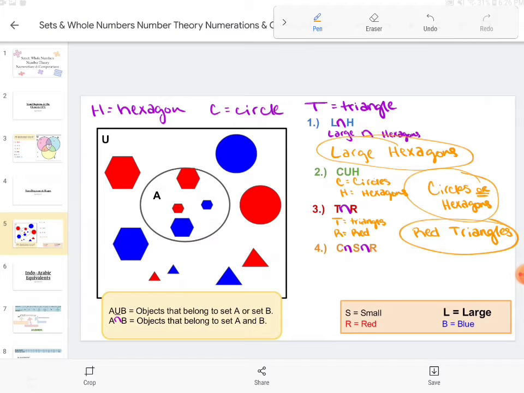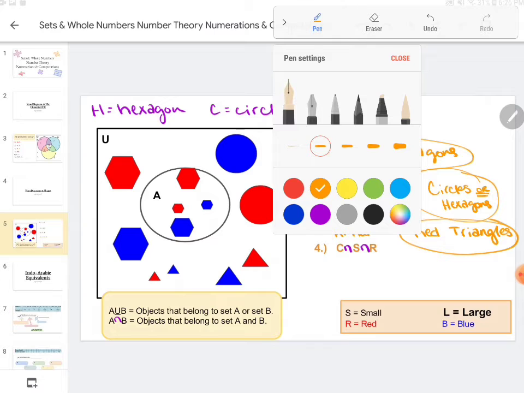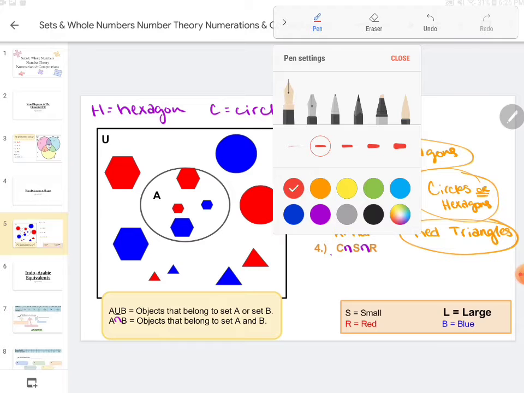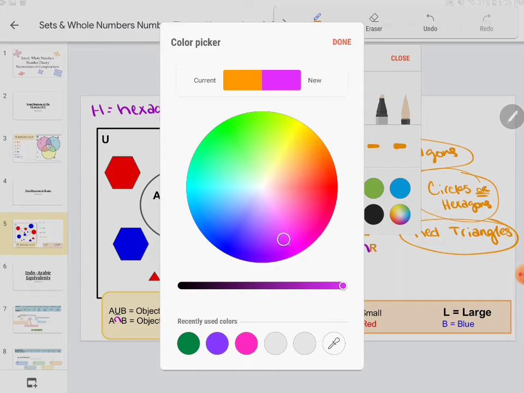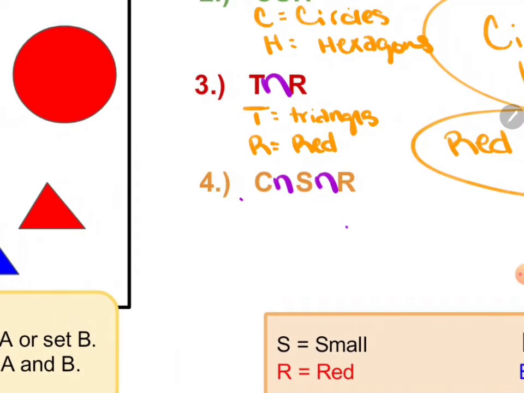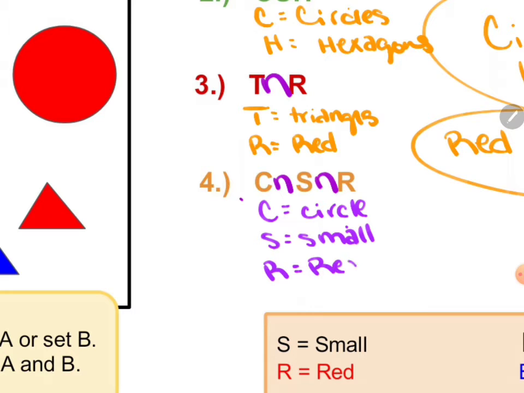And for our last equation, we have a slightly bigger one. It's actually really not that bad. It's pretty easy. We have C and S and R. We're going to switch colors just to have something a little different. We know that C is equivalent to circle, S is equivalent to small, and R is equivalent to red.